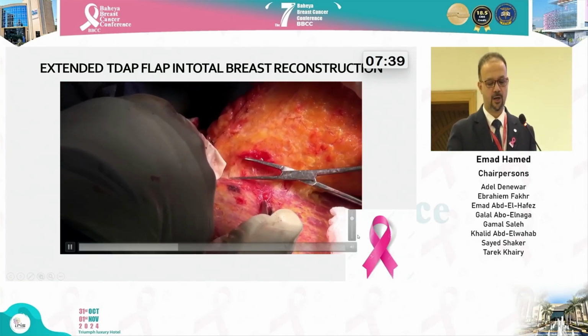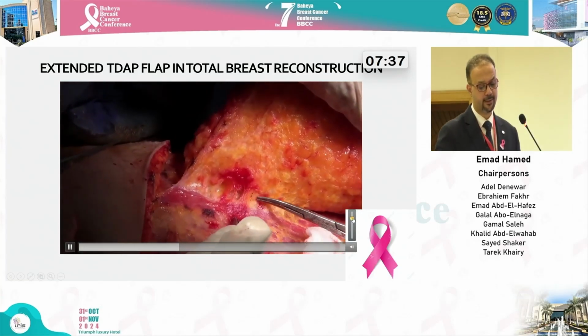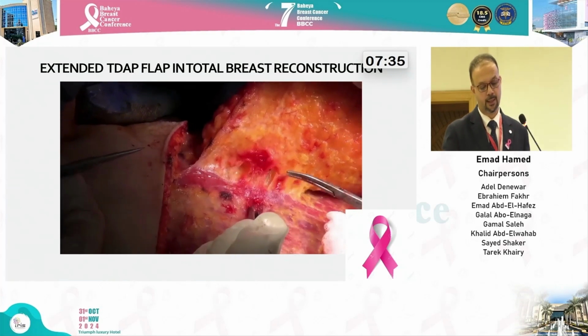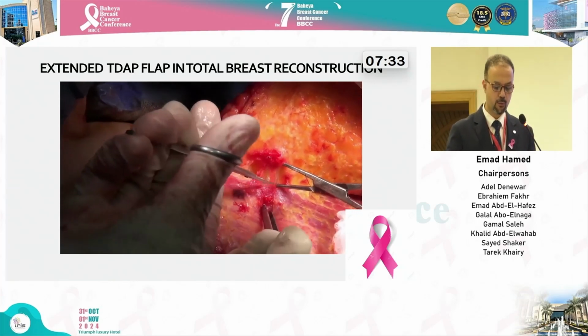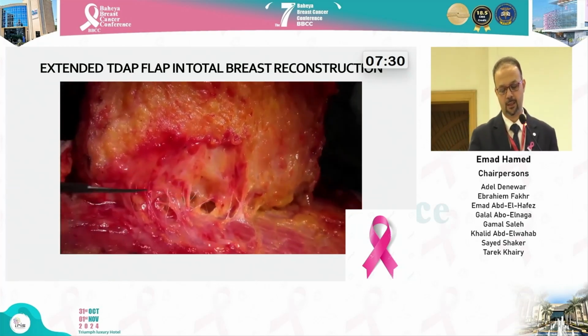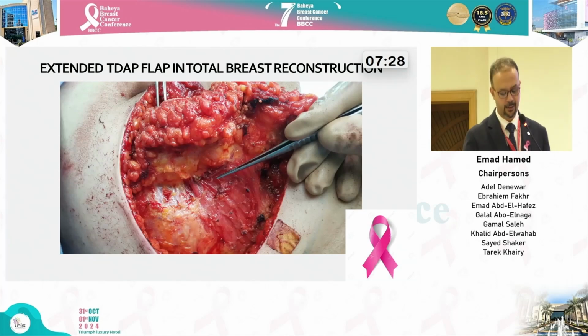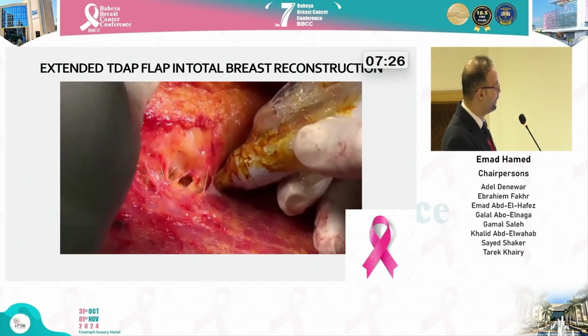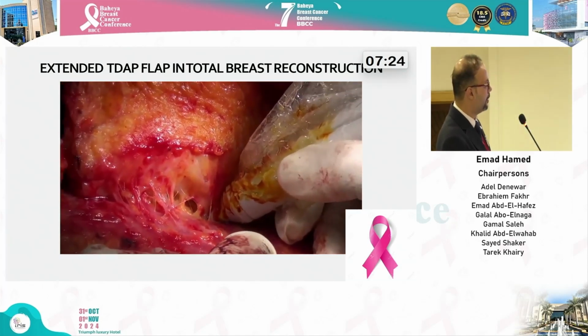Then starting to harvest and separate the fasciocutaneous flap from the latissimus dorsi using a monopolar diathermy till reaching the site of the perforators using the Doppler.